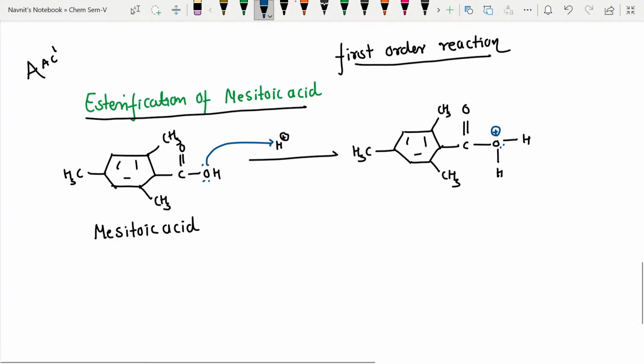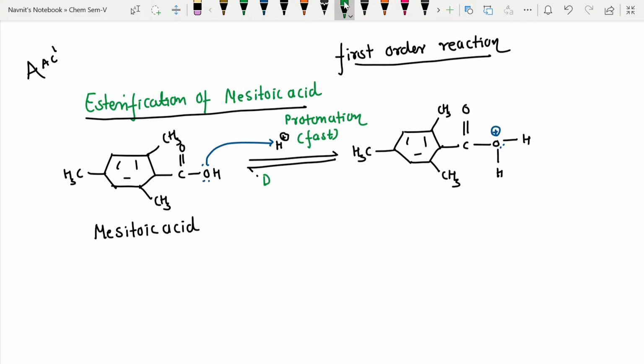So the forward reaction is, of course, a protonation, and protonation is always fast. But what about the backward reaction? It is a deprotonation, because when I remove the proton from here, we get mesitoic acid. So the reverse step is a deprotonation. By elimination of H plus, we get mesitoic acid.